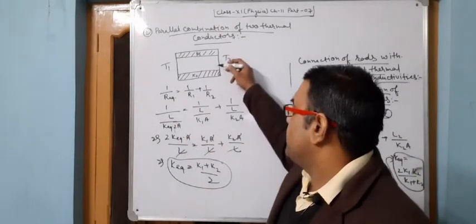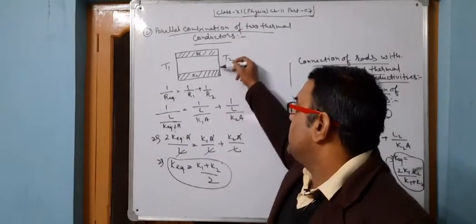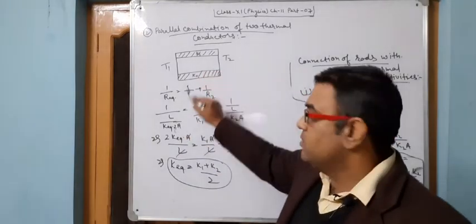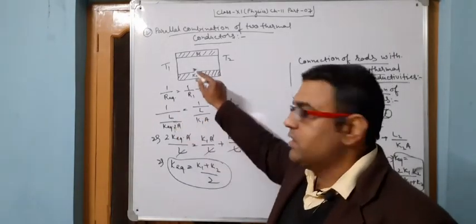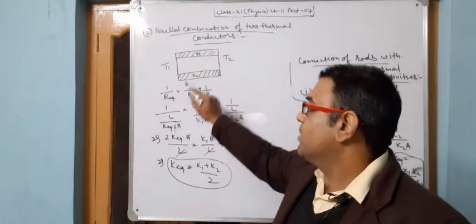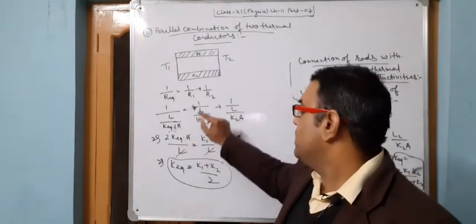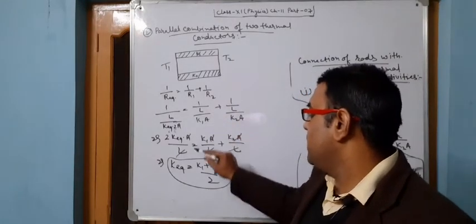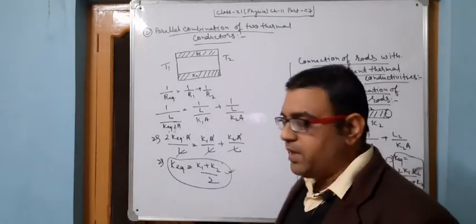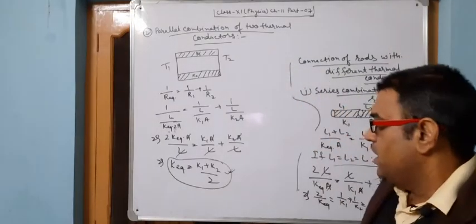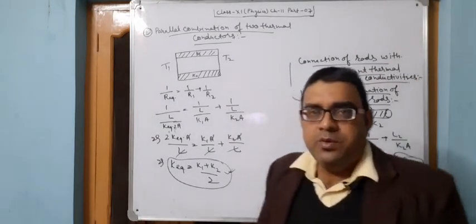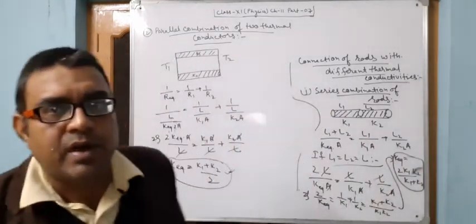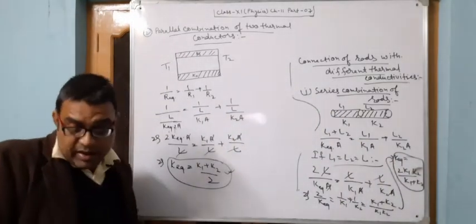Since both have the same area, so this area plus this area, the equivalent area is 2A, and both have the same length, so we had considered it as A. And the equivalent thermal conductivity for the combination we had taken as K equivalent 1 upon K1A plus 1 upon L upon K2A. It will cancel out and we will get the result K equivalent is equal to K1 plus K2 divided by 2. So this is about the thermal conductivities and their combinations.